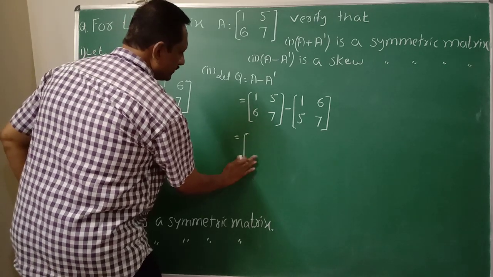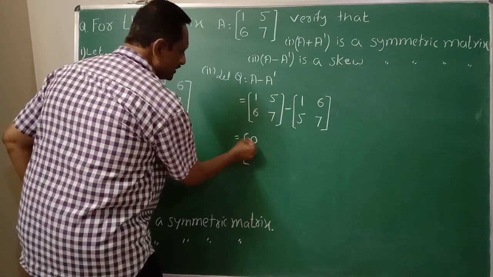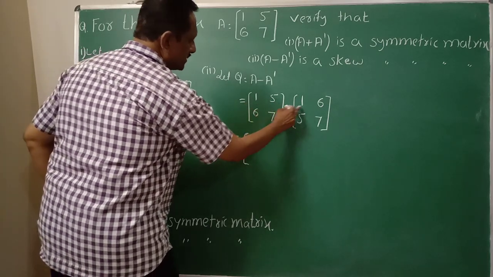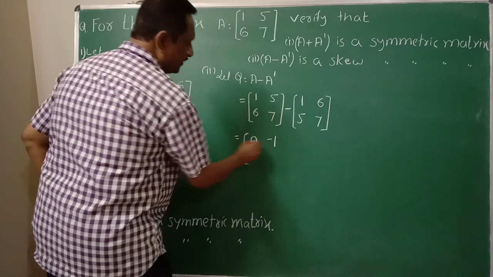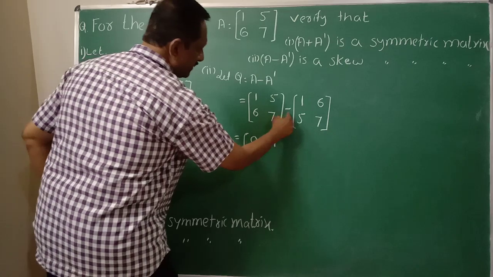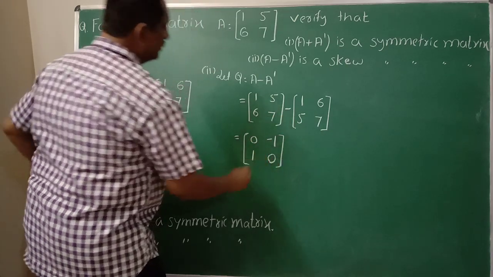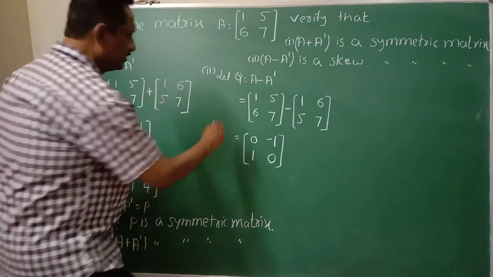So here, 1 minus 1 becomes 0. 5 minus 6 is minus 1. 6 minus 5 is plus 1. 7 minus 7 is 0. Okay. So here Q is equal to this matrix.